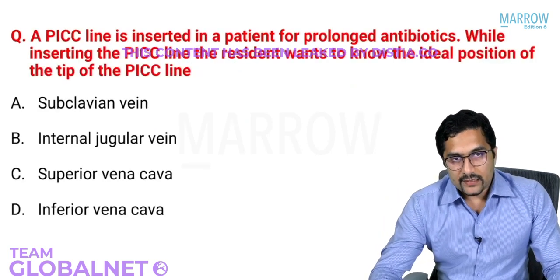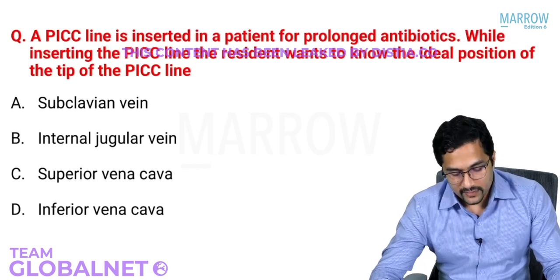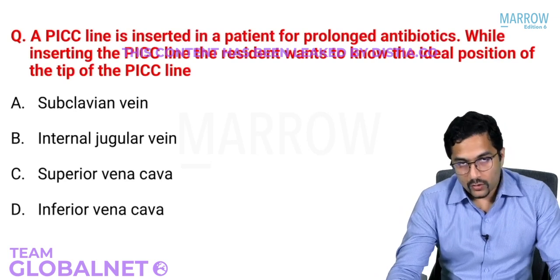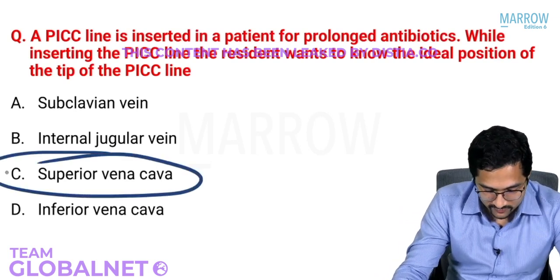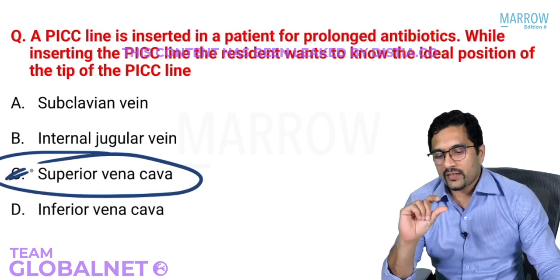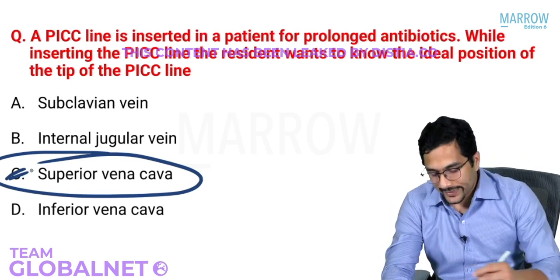A PICC line is inserted in a patient following prolonged antibiotics. While inserting the PICC line, the residents want to know the ideal position of the tip of the PICC line. So I told you the ideal position is in the superior vena cava, just above the right atrium. Right, so the junction of the superior vena cava and the right atrium, just above the right atrium, not inside the right atrium.